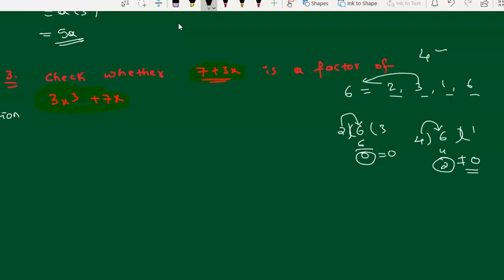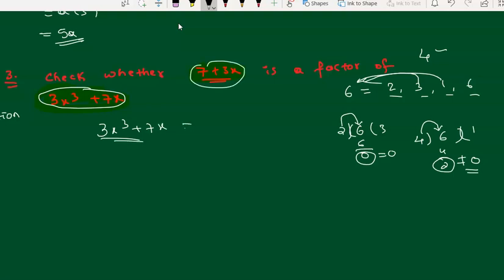Why? Because 3 also divides it. Here I am saying 1 is a factor, because 1 also divides it. 6 is a factor, because all of these divide it. In the same way, here is my polynomial 3x cube plus 7x. What is my duty here? I have to check whether the polynomial 7 plus 3x is a factor of this. If I want to say this polynomial is a factor of this, then the remainder I should get must be equal to 0.